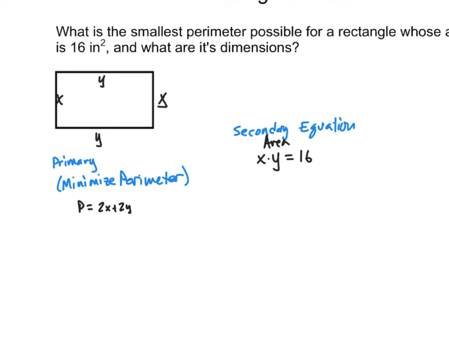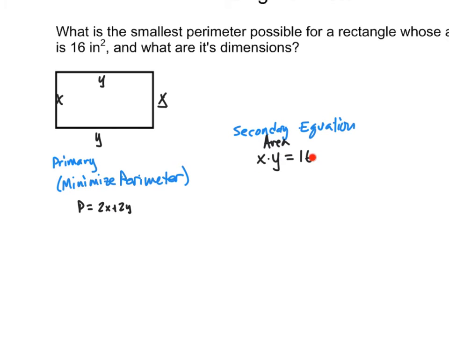I know how to call them primary and secondary because primary means this is what we're trying to minimize. The secondary equation is just another equation that we can write based off of what we're given. If I want to minimize something, I can do the first derivative test to figure that out. So I want to take the derivative of my perimeter, but I've got two different variables, and I just need one.